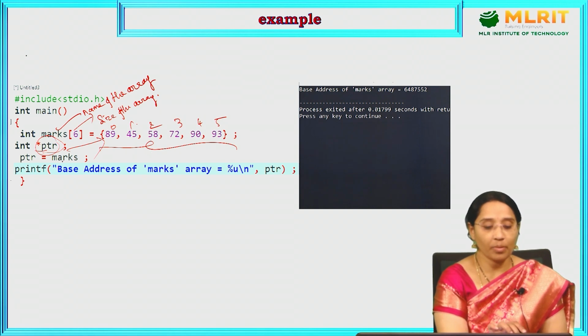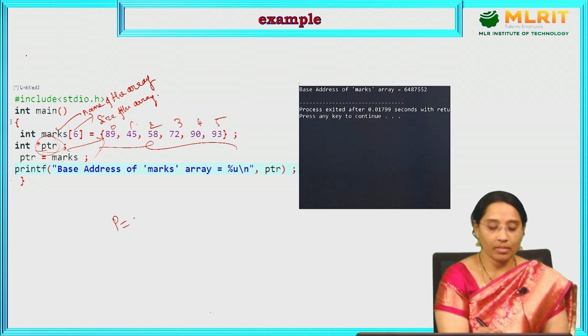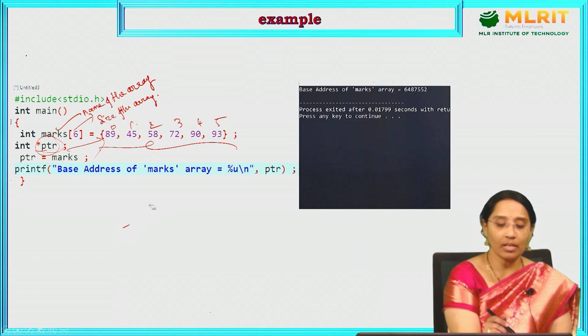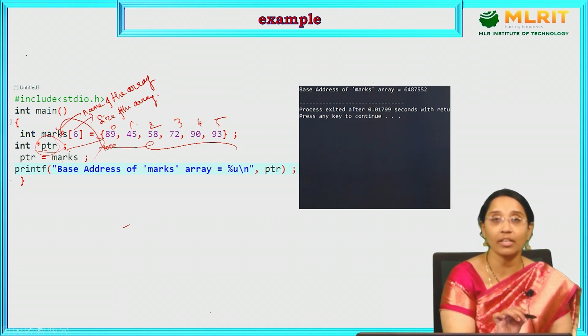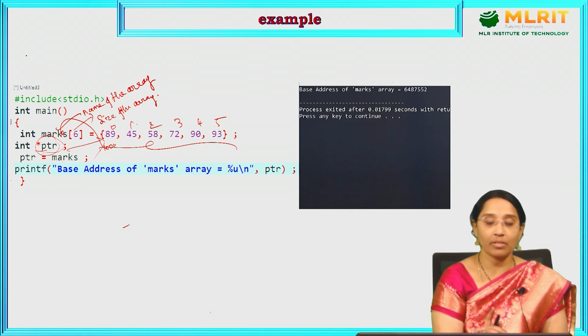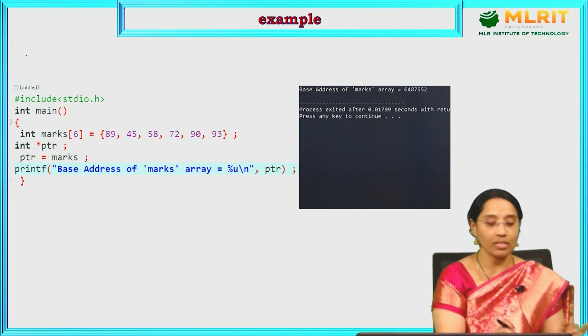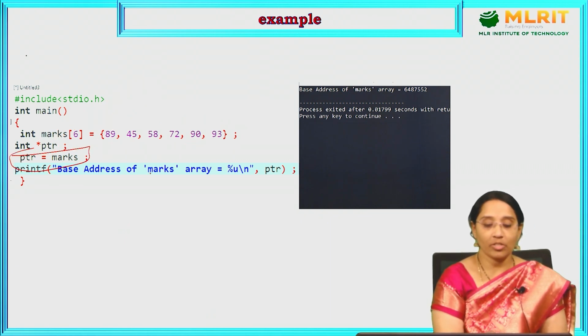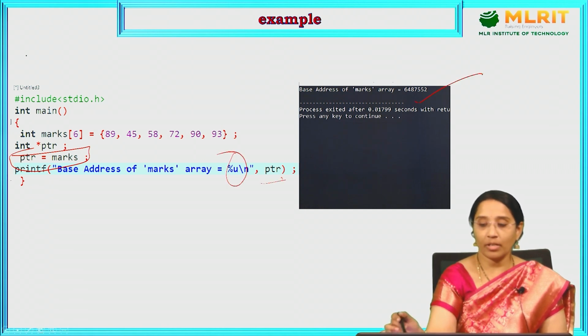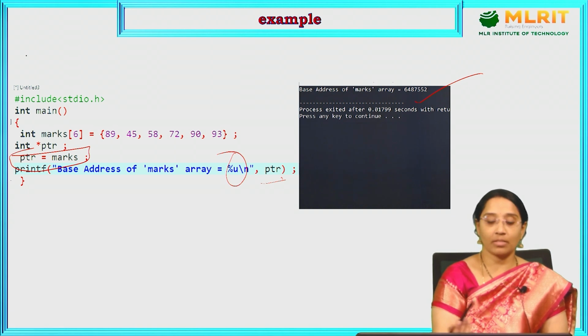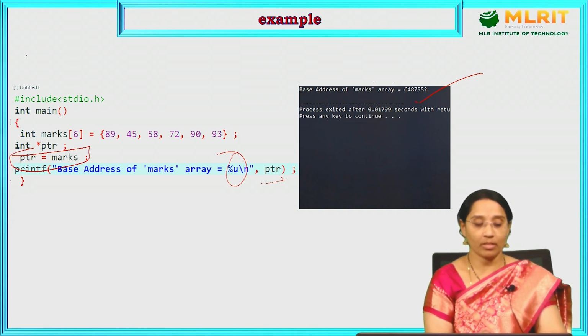PTR is equals to marks. So the array itself is an internal pointer. In the previous case, while assigning the address, we wrote P is equals to address of A. So no need to write here P is equals to address of marks, because it already contains the base address. The array itself acts as an internal pointer to the array, so it will hold the base address. So you will write just PTR is equals to marks. Base address of marks is equals to %u, the format specifier, comma PTR. So here you will get the base address printed on the screen.